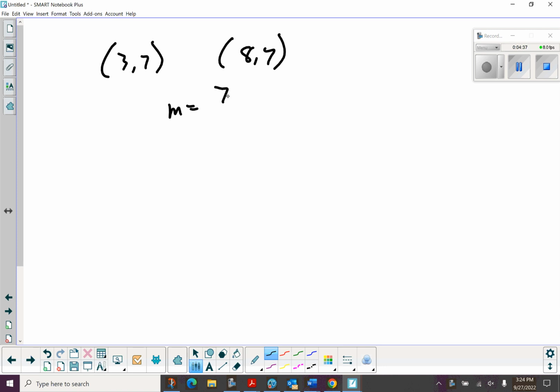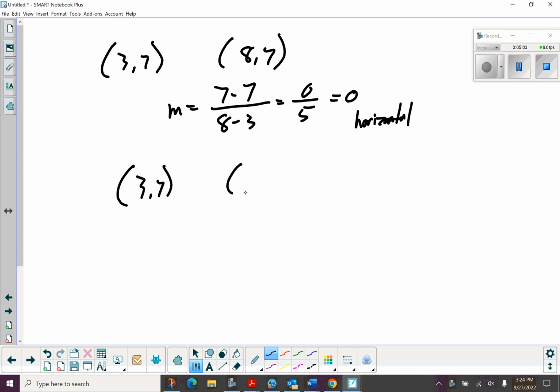So we'll take the difference in the y's divided by the difference in the x's. 0 divided by 5 is 0. This is a horizontal line. It doesn't have positive slope going uphill, doesn't have negative slope going downhill. The slope is 0, it's horizontal.